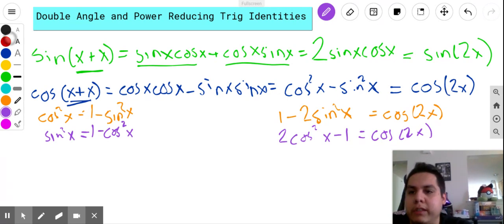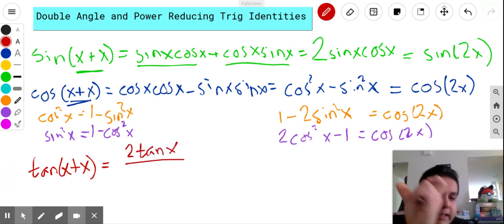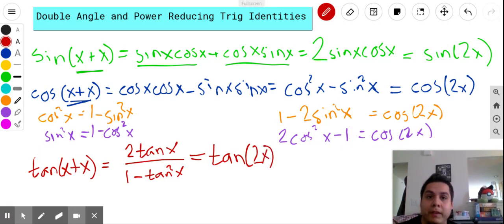All right, and the last one is tangent of x plus x. Right, and if you just go back to your work, you should have gotten 2 tangent of x. You have to add the 2 tangent of x's that you get up top over 1 minus. You have a tangent of x times a tangent of x, so you can call that tangent squared of x, which again, that's the double angle identity for tangent. You guys did that all on your own yesterday, so there you go. That's why I had you do that.